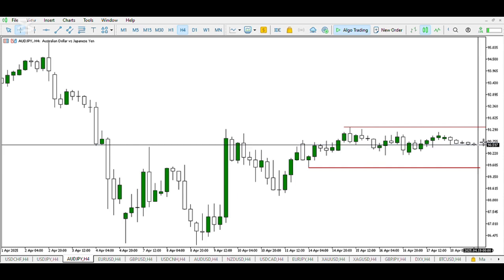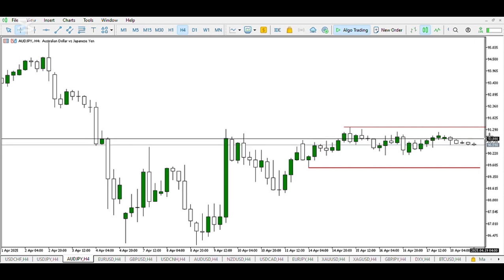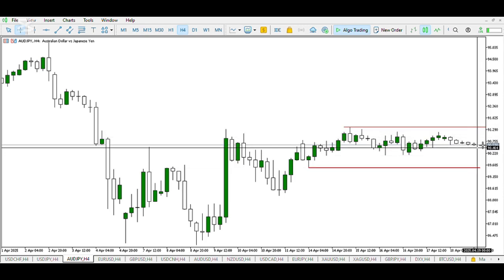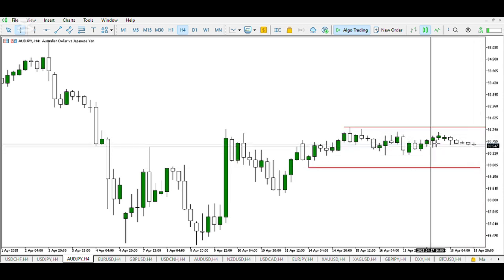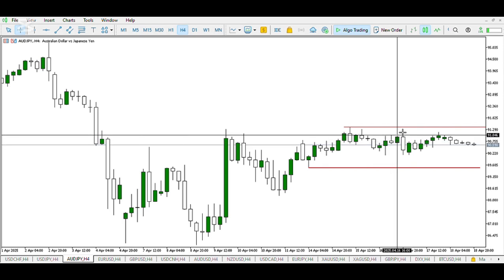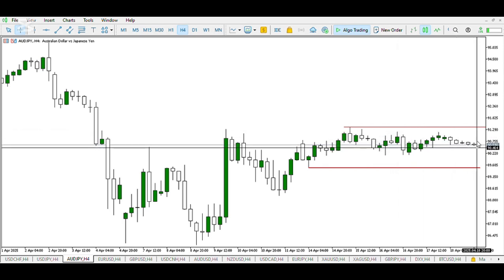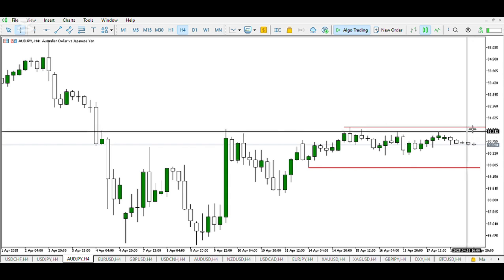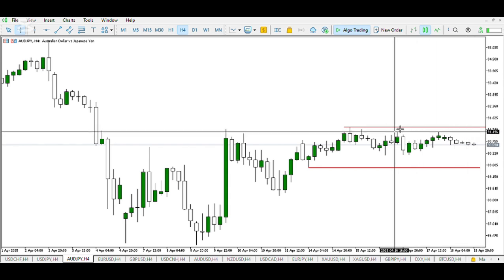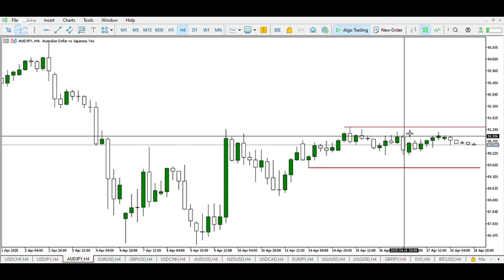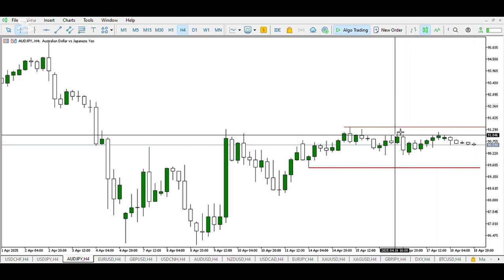On AUD/JPY, we can see price consolidating in the middle, close to the high, close to the low, and we have a strong resistance right here. So by the market open, we can expect an accumulation, a retest of this resistance. However, this is no longer a strong order block, as this order block has been retested.